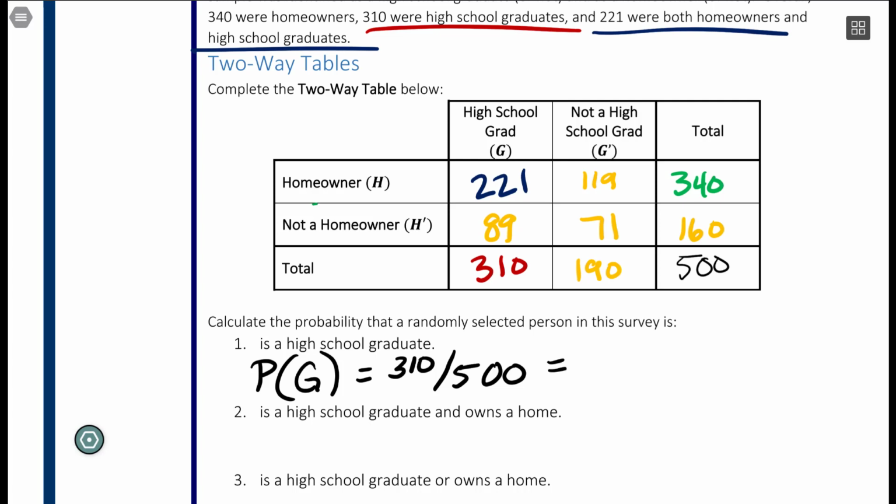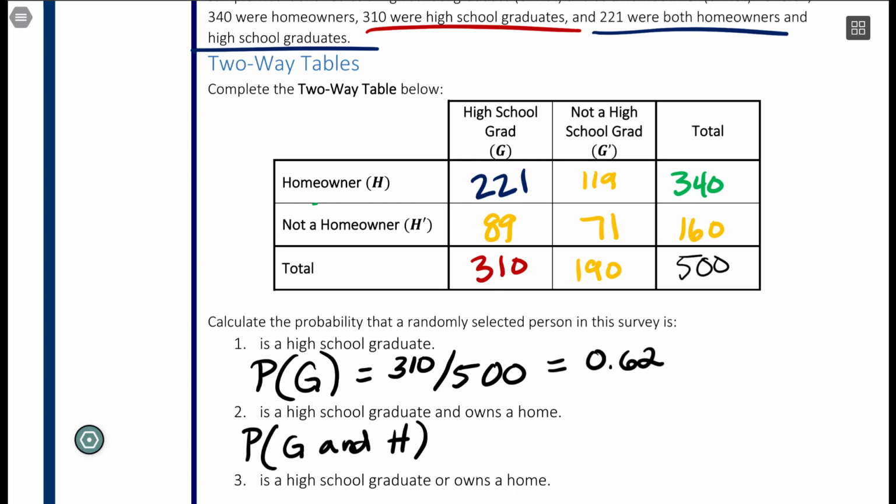You can also write it as a decimal, which I will do right now. But for the rest of it, you'll see that I'm just going to leave them in fractions. I like fractions. One more step to actually write as a decimal. Who cares? Okay. Next, probability somebody is a graduate and owns a home. So right now what we're doing is we're looking at probability that somebody is a graduate and they own a home.